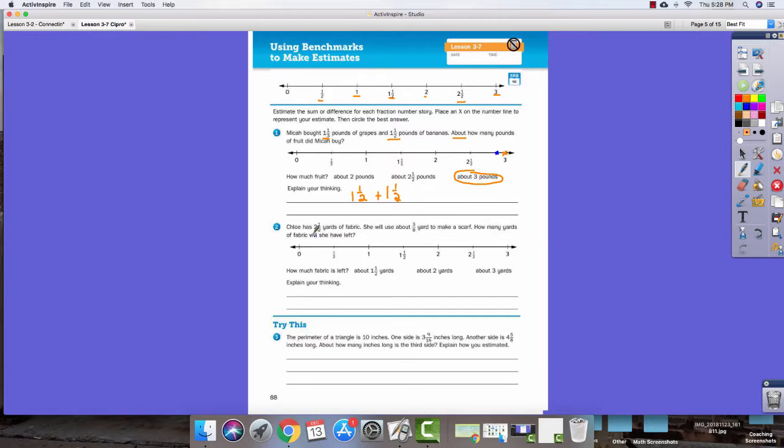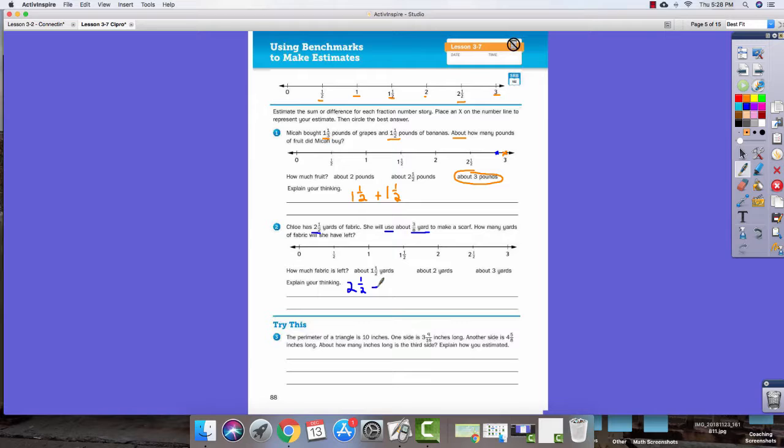Number two, Chloe has 2 1/2 yards of fabric. She will use about 3/8 of a yard to make a scarf. So how many yards of fabric will she have left? Again, 2 1/2, that's an easy number. I'm gonna leave 2 1/2, okay? Has that half in there, it's easy to think about. Well, she uses about 3/8. Well, I know half of 8's 4, so 3/8 is pretty close to a half. So I'm gonna say 3/8 is about a half.